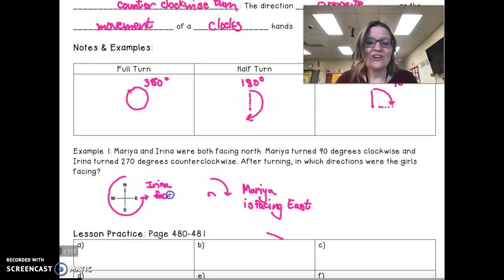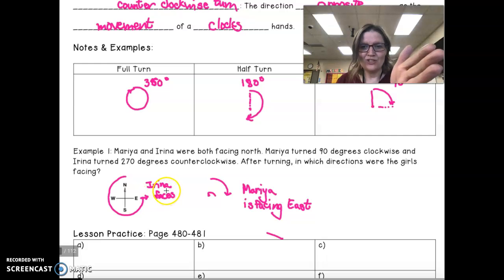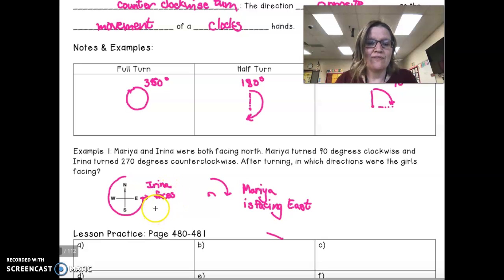What I'd like you to do is, we will do the practice, but I also want you to do it while you're standing, if you can. Irina faces east as well. We're going to stop there. Join me at the practice set.